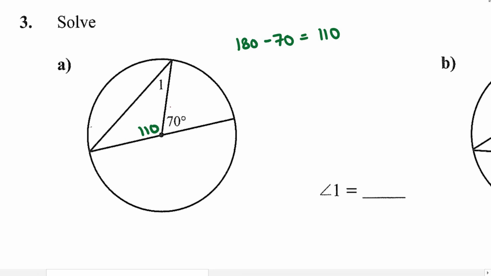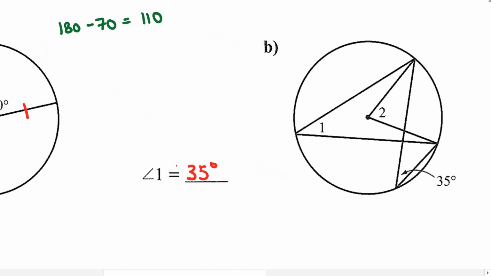And then I can mark in my radius. And then as you can see in this triangle, I have an isosceles triangle there, and that means the two corner angles have to be equal. So both of these angles have to be 35 degrees each. And that should finish off that particular problem. So angle number 1 is going to be 35 degrees.